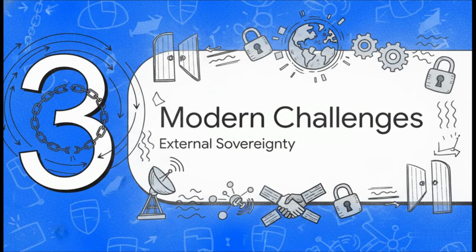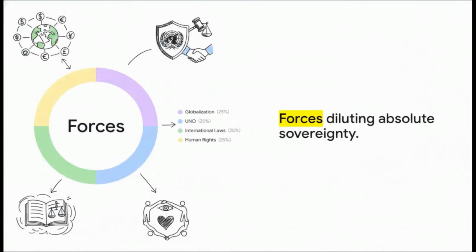Section 3, Modern and External Challenges. The reality is, absolute sovereignty is increasingly being diluted by powerful external forces. No state operates in a vacuum anymore. Globalization intertwines our economies so tightly that a financial crisis in one hemisphere basically dictates policy in another. And then you have organizations like the United Nations imposing collective security measures that can just override individual state desires.